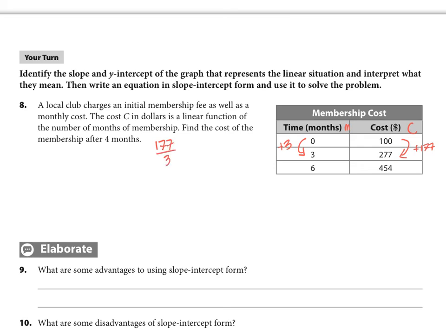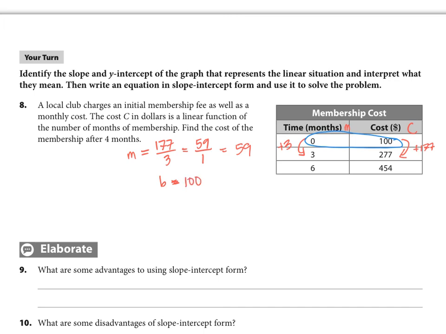$177 for 3 months of membership means, if I actually divide that, it means $59 for every 1 month. And this actually represents our slope. Okay, because that was the change in cost divided by the change in months, or the change in y divided by the change in x. So I have my slope. My slope is 59. Now the y-intercept, what's nice here is that the y-intercept is actually in our table. It's right here. When the independent variable is 0, our dependent variable is 100. So that means that our y-intercept is 100.